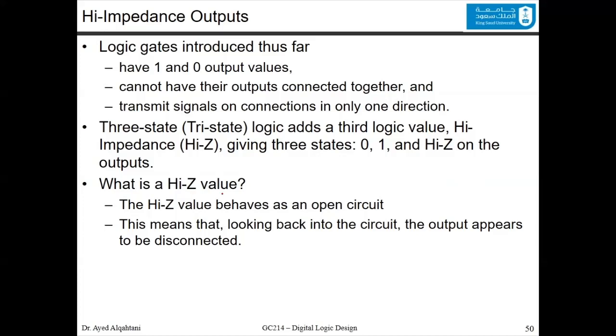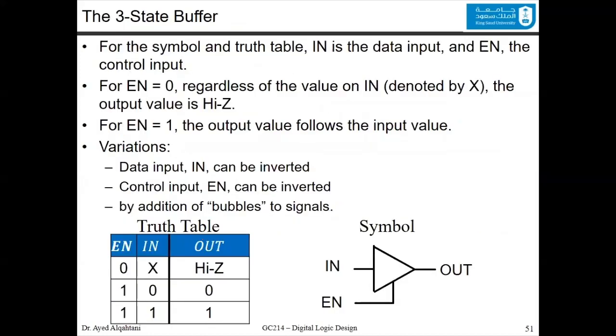What is this high Z value? The high Z value behaves as an open circuit or as a floating connection. This means that looking back into the circuit, the output appears to be disconnected. One of these gates is the 3-state buffer, or the tri-state buffer.